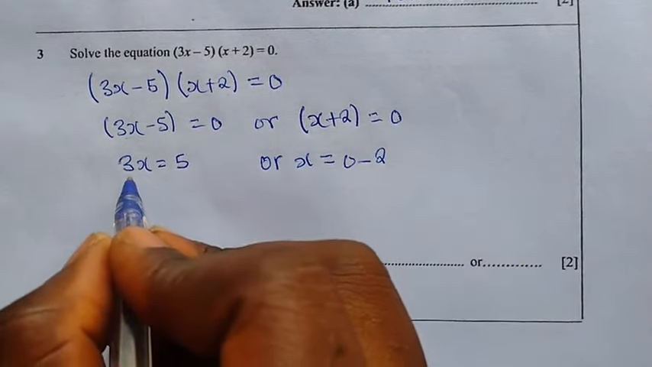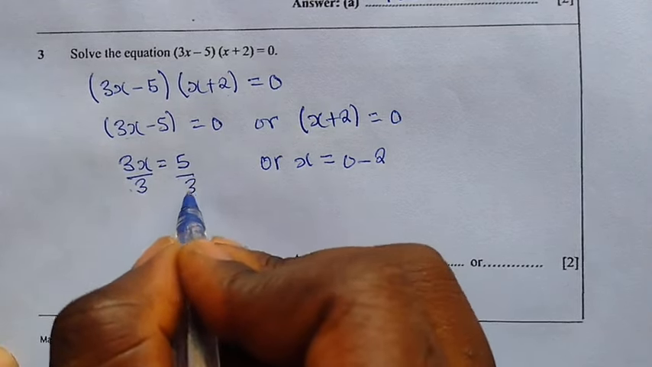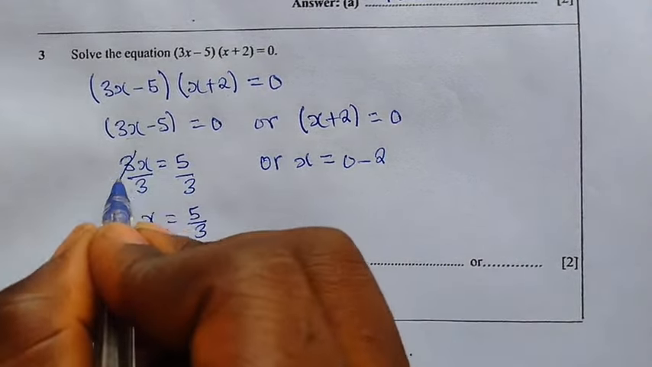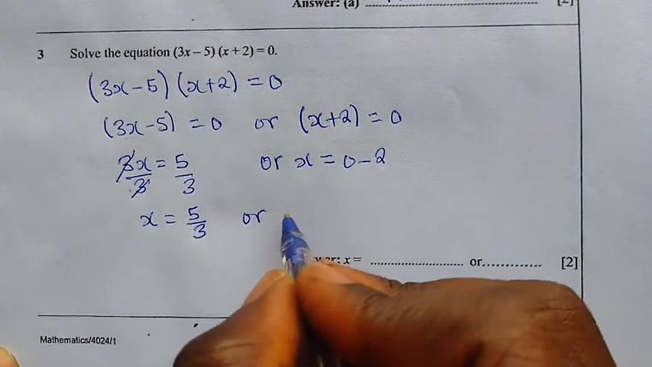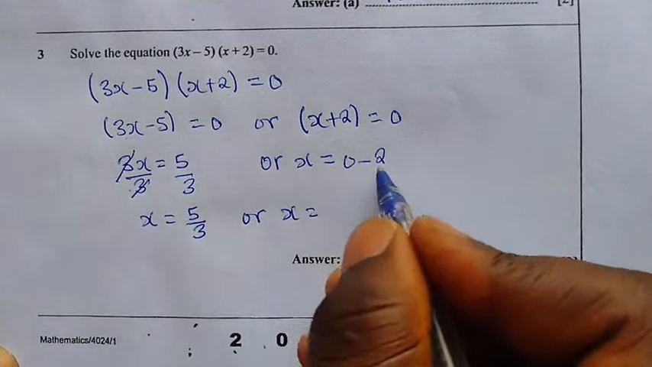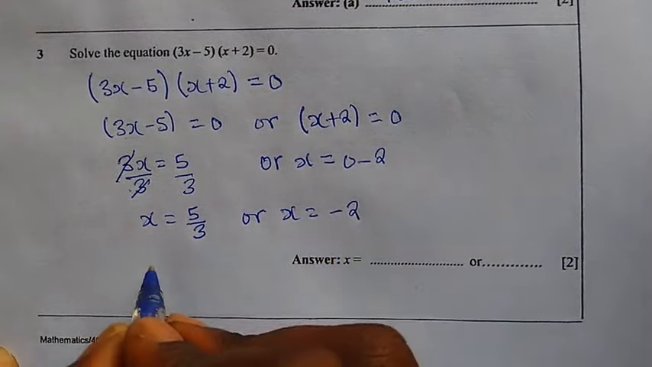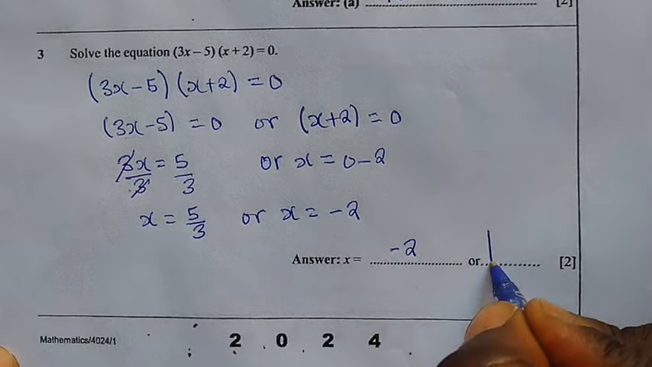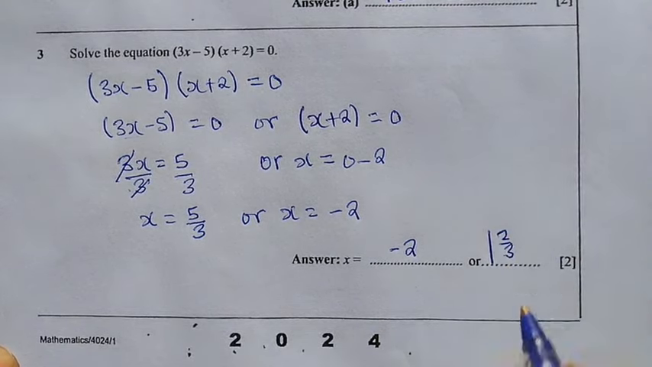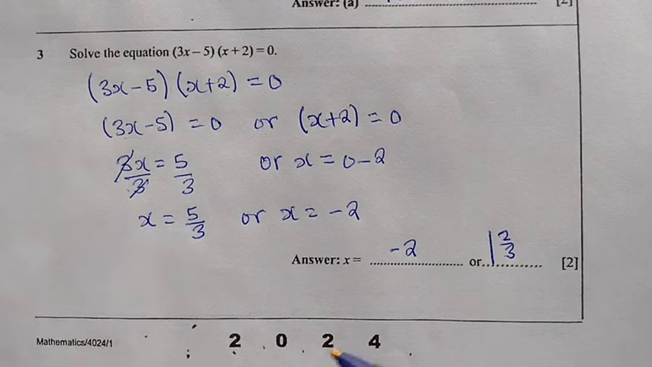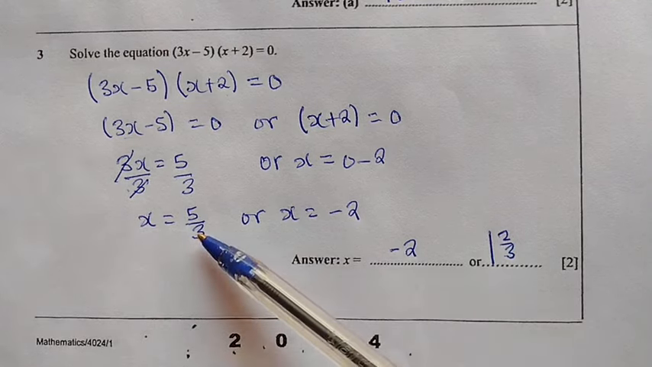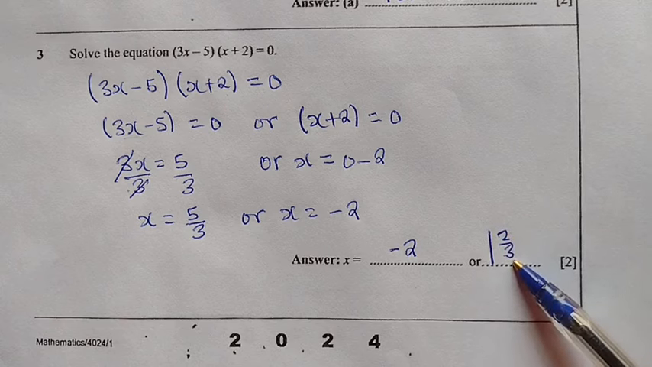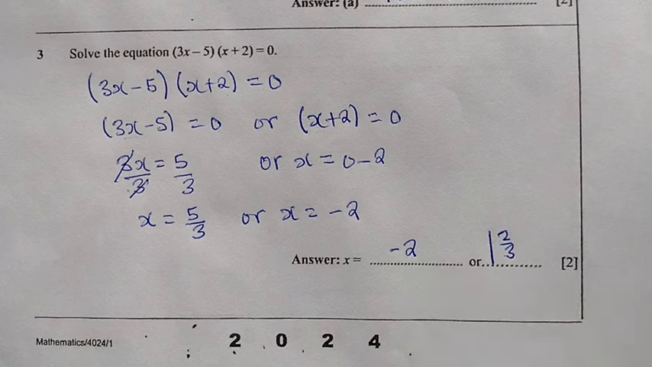Here we divide by 3, and we also divide by 3. x is equal to 5 over 3, as this and this cancel, or x is equal to 0 minus 2, which gives us negative 2. So we can leave our final answer: x is equal to negative 2, or x is equal to 1 and 2 over 3. I hope it's clear. For this one, we have just said 3 into 5 is 1, and 1 becomes a whole number. The remainder is 2, then over 3. So these are the values of x.